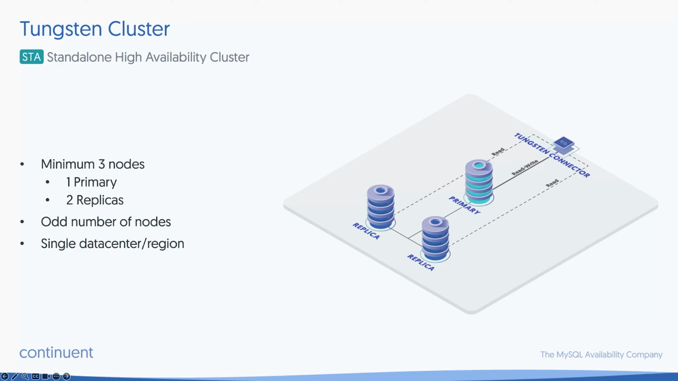Although this diagram only shows 1 connector, you would need to have at least 2 for availability. The cluster would typically reside in a single data center or a single cloud region. It's not designed for DR since the nodes cannot be geo-distributed.